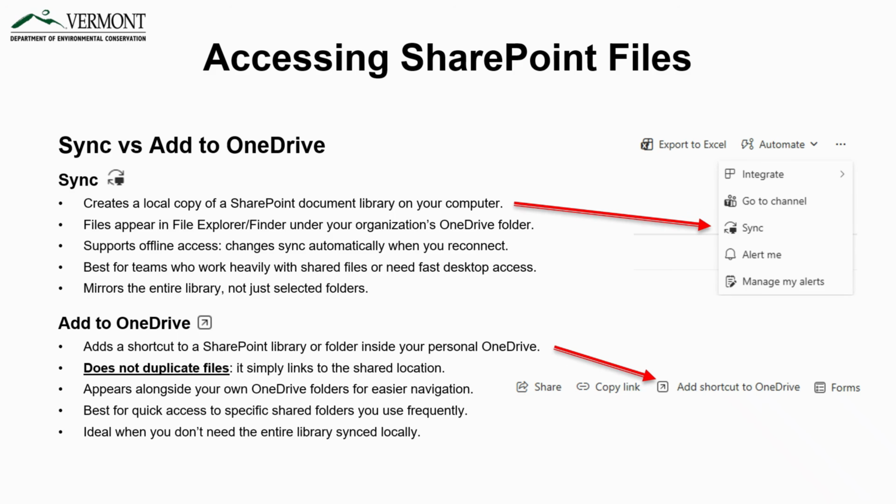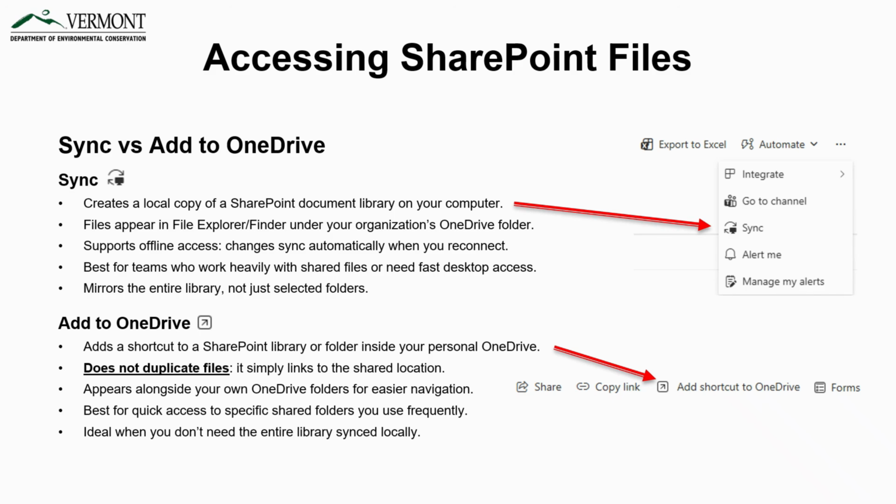Choosing Sync creates a local mirrored copy of an entire document library on your computer, accessible via File Explorer. It's great for heavy offline work because it mirrors the whole library structure. Alternatively, Add shortcut to OneDrive creates a simple link directly inside your personal OneDrive folder. It doesn't duplicate or mirror anything, making it the ideal choice for quick, lightweight access to a specific shared folder you use frequently.